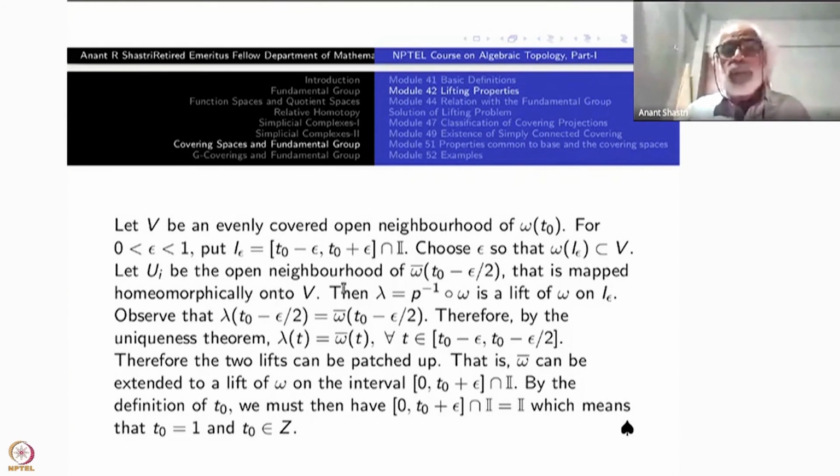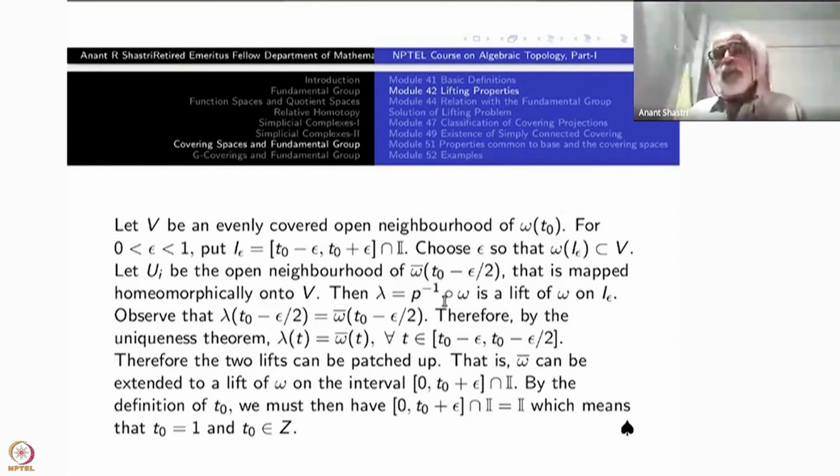Now let U i be an open neighborhood of omega bar of t naught minus epsilon by 2. Take t naught minus epsilon by 2, just to the left of t naught. At that point, omega bar is already defined because t naught is the supremum. So omega bar makes sense there. So take this one to be an open neighborhood of this point that is mapped homeomorphically onto V. Because V is evenly covered, this must belong somewhere in the inverse image of V. Take that component of U, that is my U i here. U i contains this point.